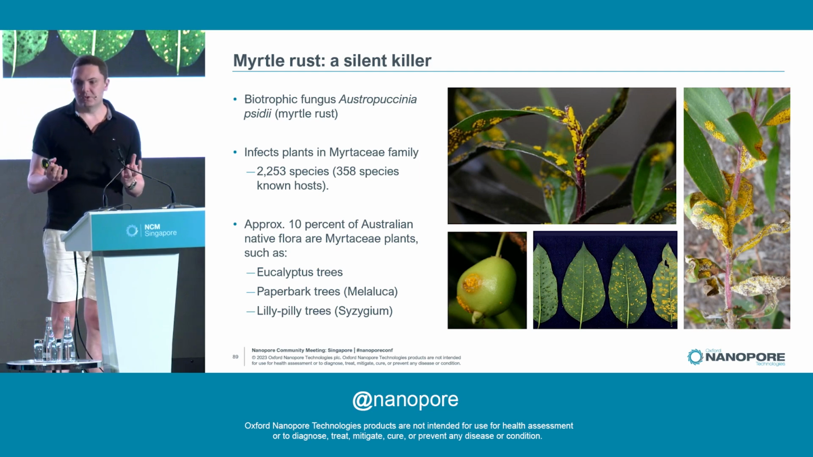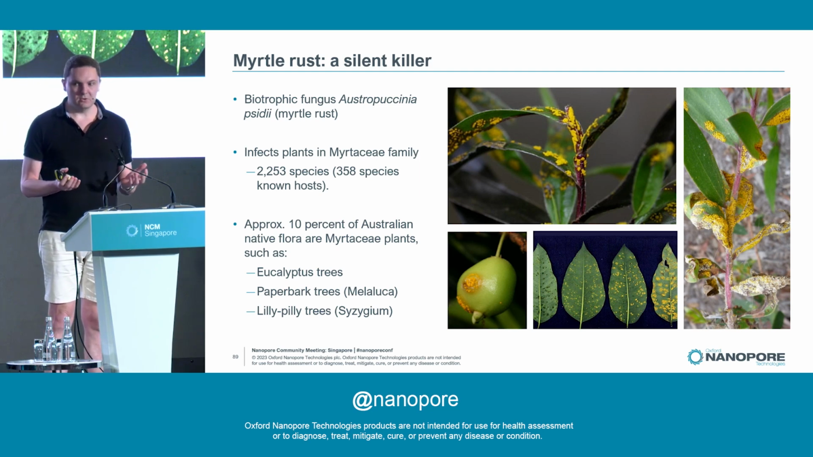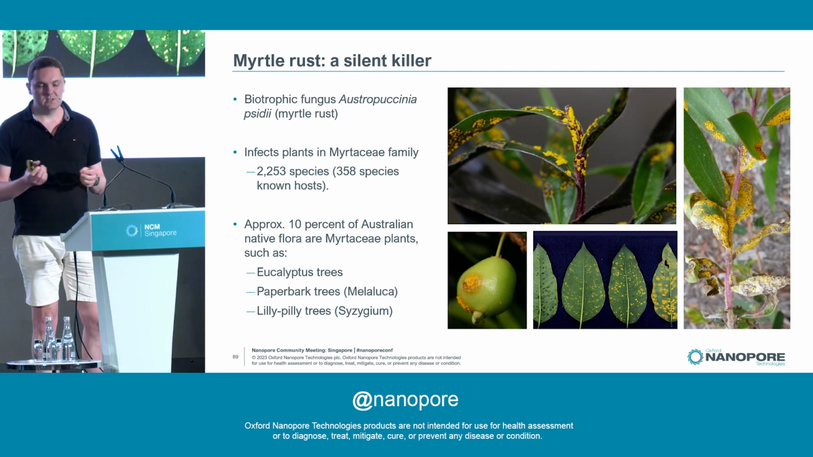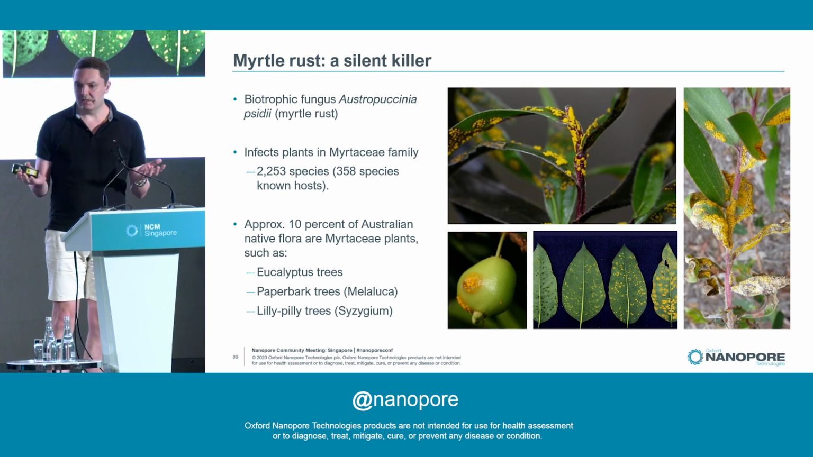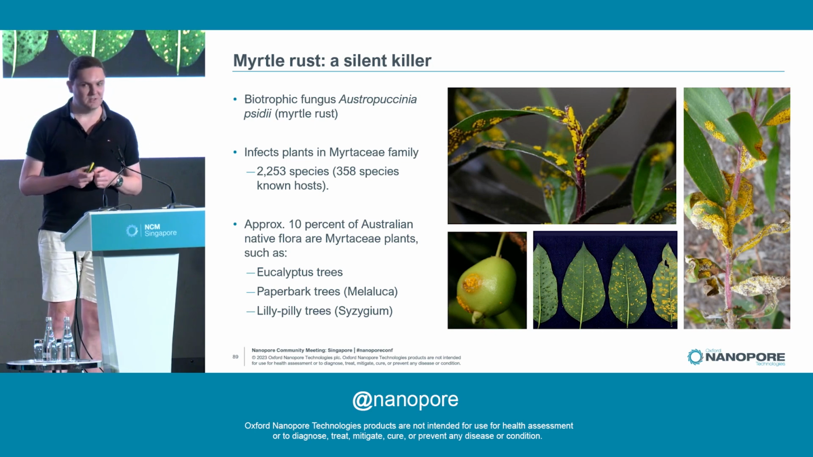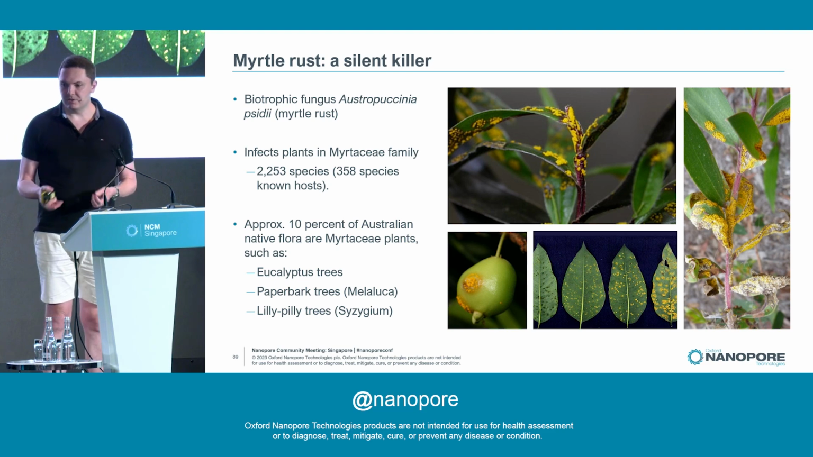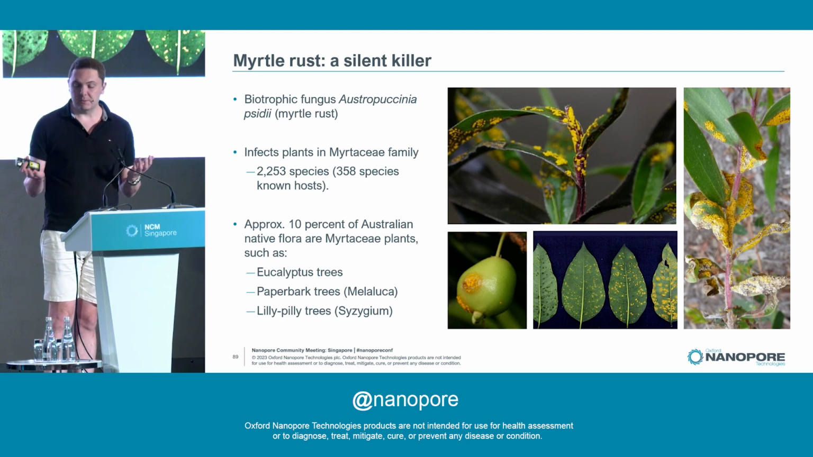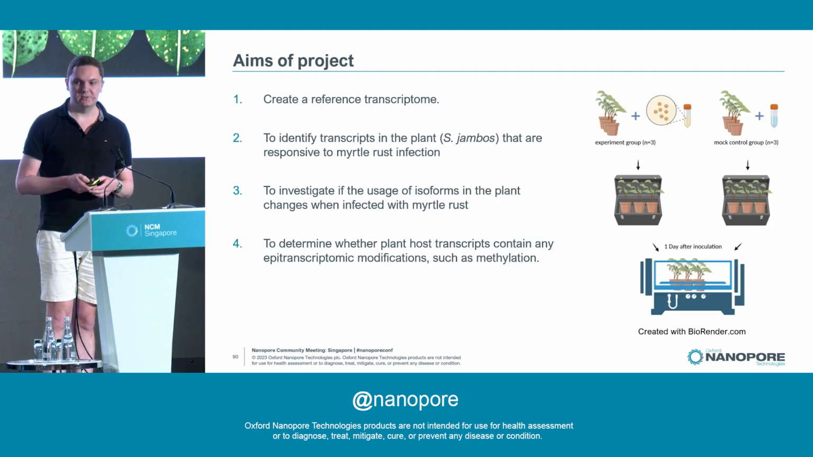And it's really important because 10% of the Australian native flora are these Myrtaceae plants, such as eucalyptus trees, paperbark trees, and the lilly pilly trees. And there are koalas, and many people love eucalyptus trees. It'll defoliate the plant, and it actually can kill the plant. And some plants are becoming endangered because of this fungus.